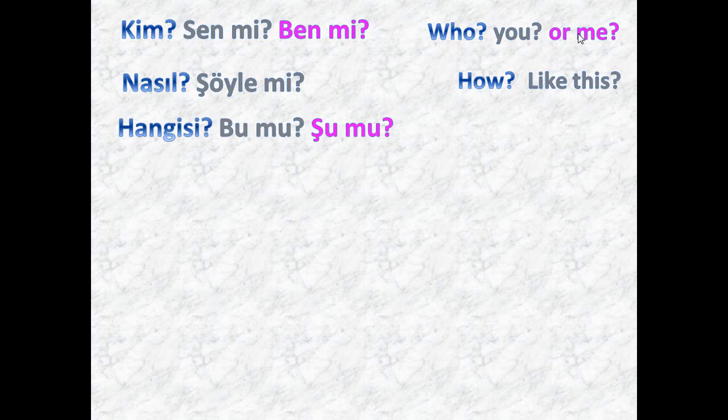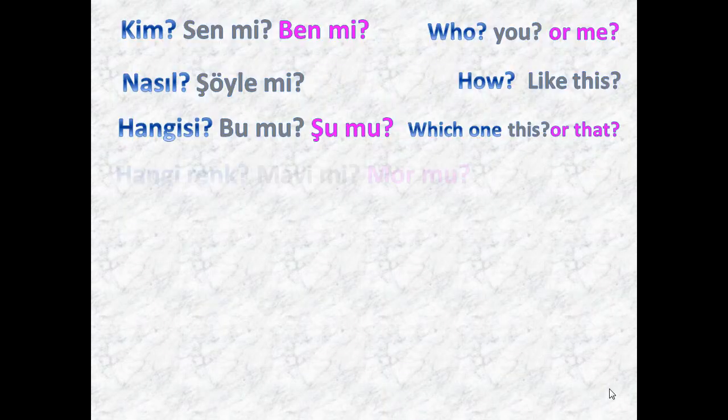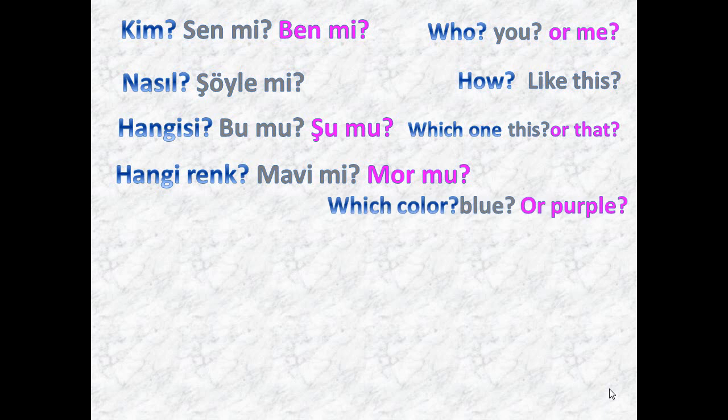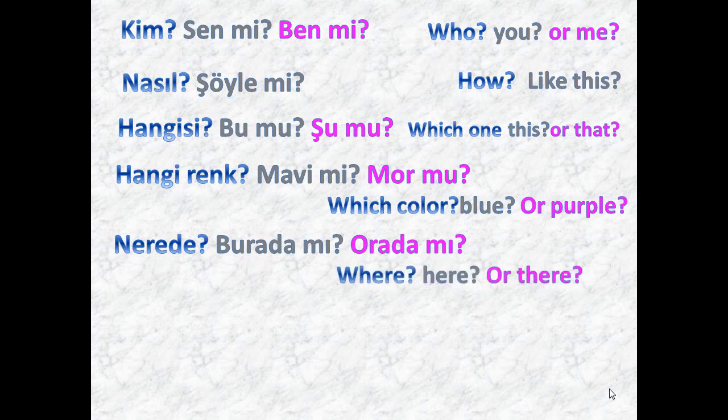Okay. Here we have hangisi. Bu mu? Şu mu? Which means which one? This or that? Hangi renk? Mavi mi? Mor mu? It means which color? Blue or purple? Nerede? Burada mı? Orada mı? Which means where? Here or there? I'll read it again. Nerede? Burada mı? Orada mı?